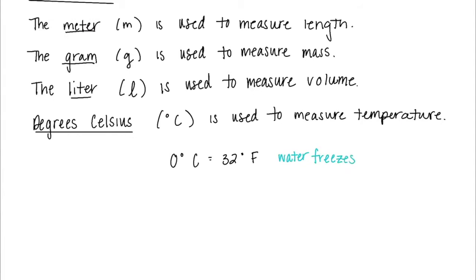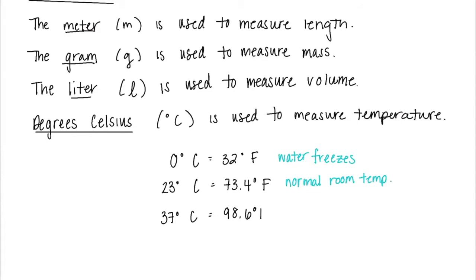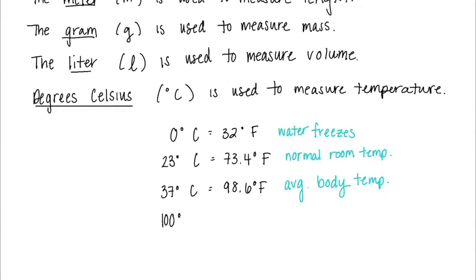Okay. Then 23 degrees Celsius is the same thing as 73.4 degrees Fahrenheit, and this is normal room temperature. Okay. 37 degrees Celsius is the same thing as 98.6 degrees Fahrenheit, and that's going to be the average body temperature. And then finally, 100 degrees Celsius is the same thing as 212 degrees Fahrenheit, and this is when water boils.